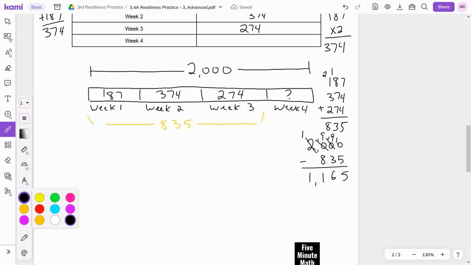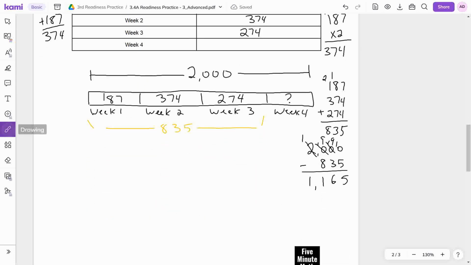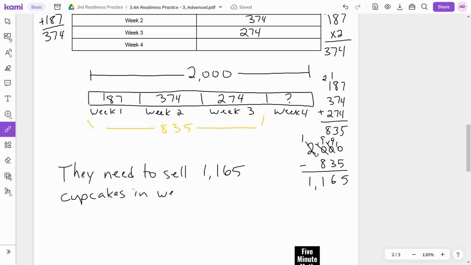So the question asks, how many cupcakes do they need to sell in week 4? So we can say they need to sell, write a statement. How many cupcakes? 1,165 cupcakes in week 4.